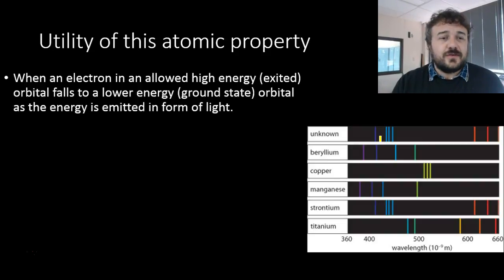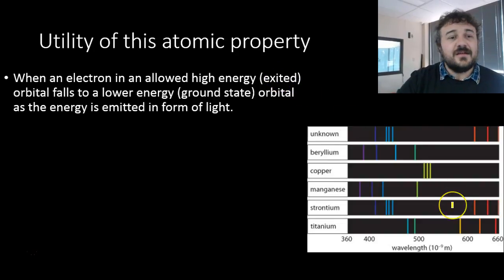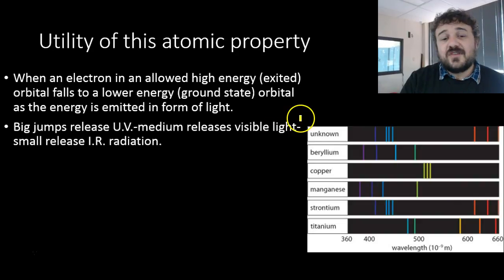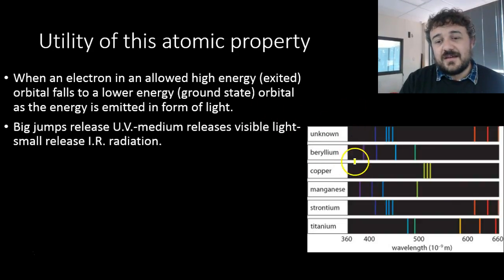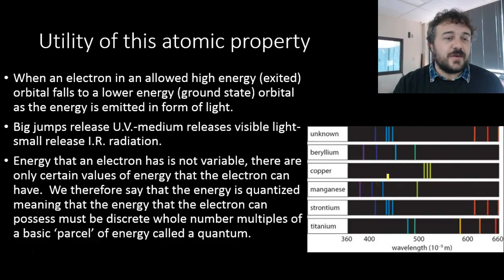So why is this useful? Basically, when an electron in an allowed energy level, state, that should be excited, not exited, falls to a lower energy, or the ground state, that excess energy is emitted as light. Big jumps release energy at this end, called UV. Small jumps lose infrared, which is over at this end, and middle-sized jumps of energy, you lose your light in here, which is in the visible spectrum.